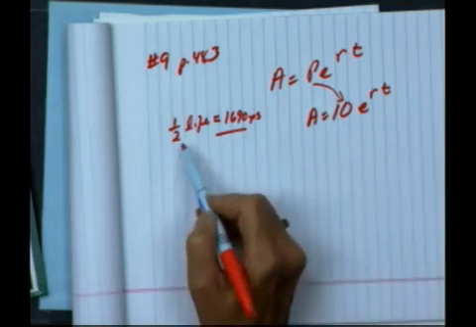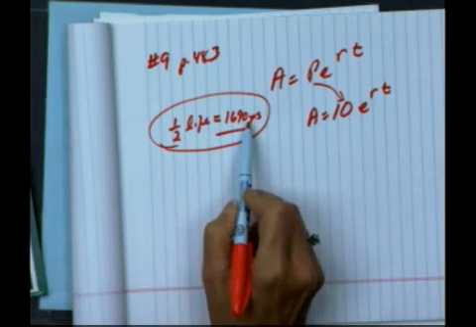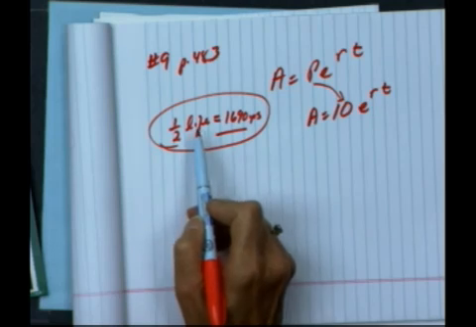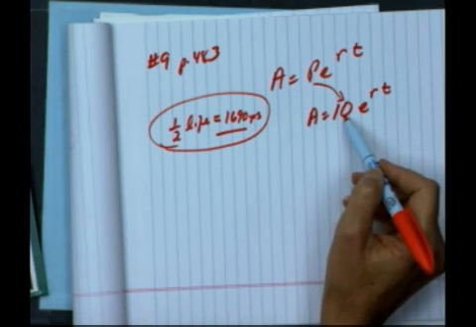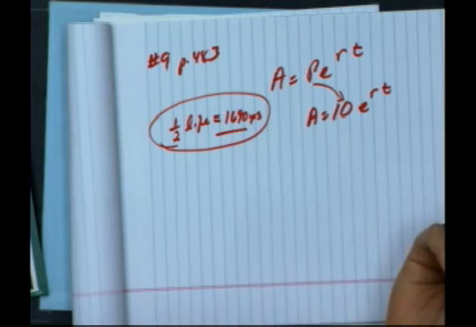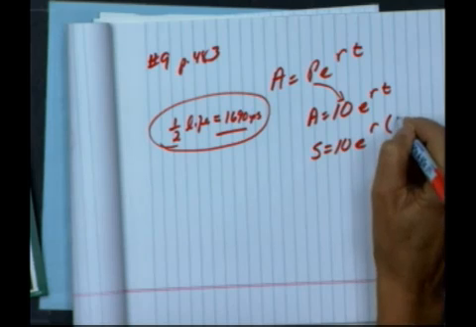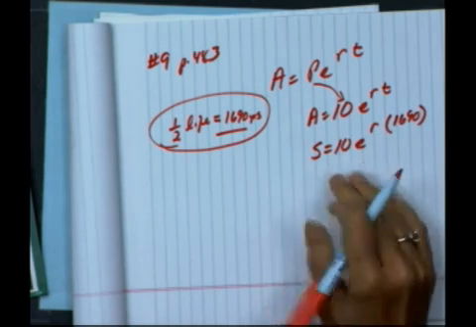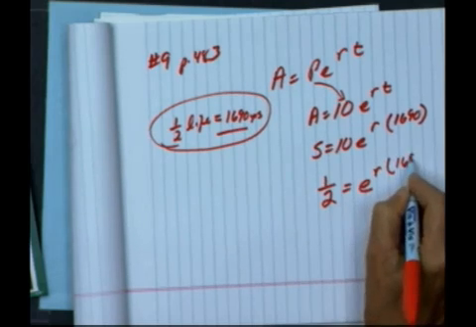All right. Now, how are you going to use this piece of information that the half-life is 1690 years? What happens at the end of its half-life? You have half the initial amount, correct? So if you started out with 10 grams, at the end of 1690 years, you're going to have 5 grams. And that will be when T is 1690. Now look what happens when you divide by 10. Don't you get 1 half equals e to the R times 1690?